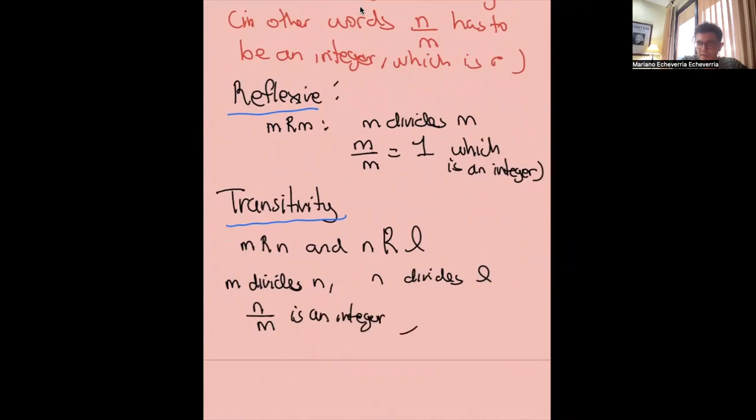And what does the second one mean? It means that l over n is an integer, right?